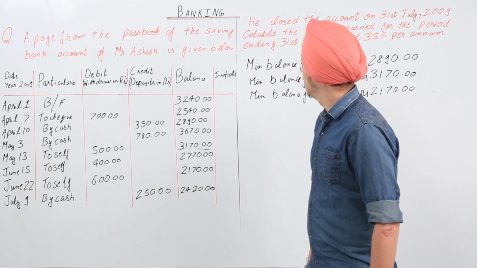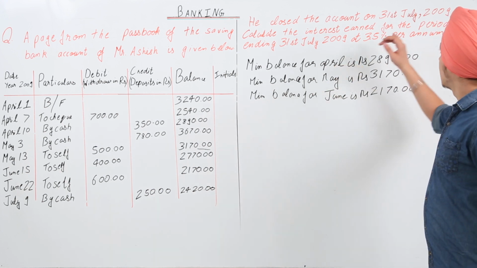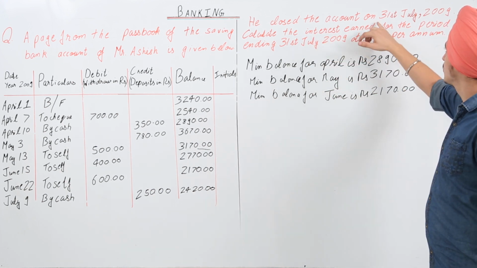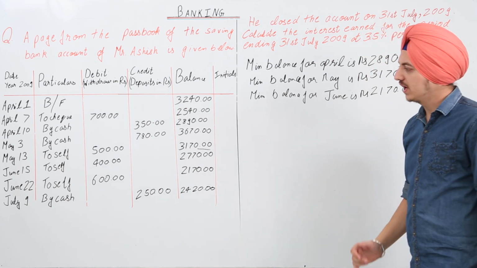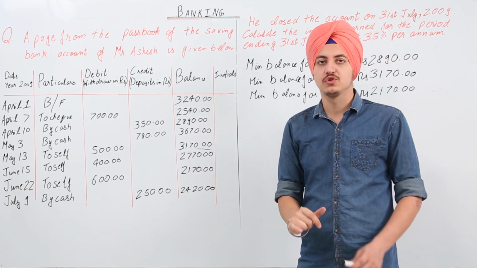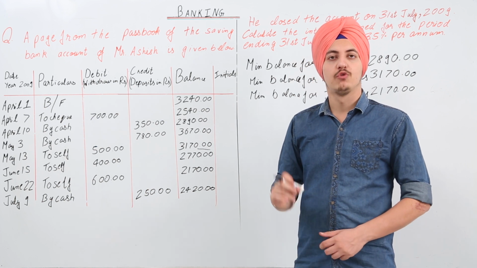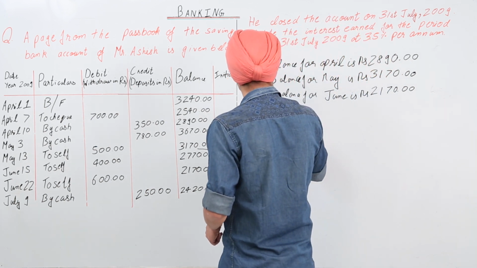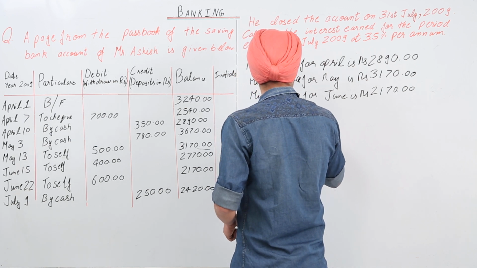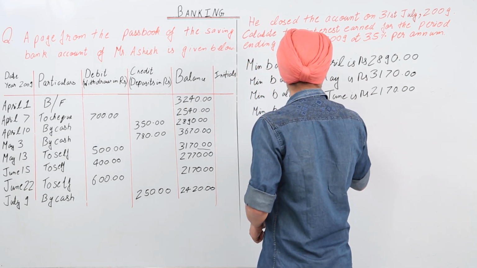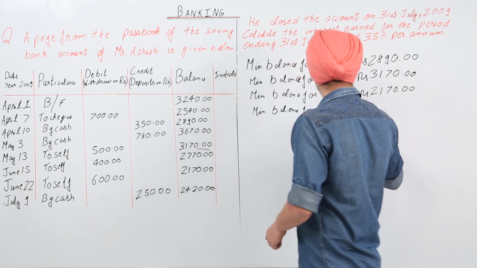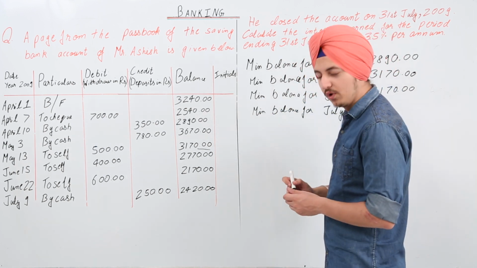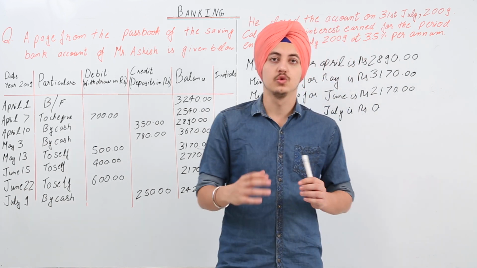Okay. In the month of July, there is only one transaction, that is a deposit of rupees 250. So the balance is this. But we have here that the account is closed on the 31st of July. So if the account is closed in the month of July, there will be no interest for the month of July. So the minimum balance for July is rupees 0.